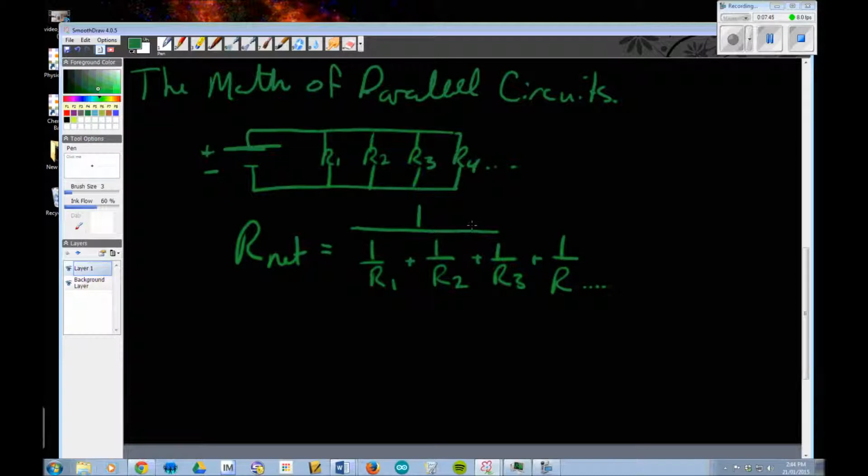Okay, so you add up the reciprocal of all of the resistors, up to however many there are in parallel, and you divide that number into 1, and that will give you the net resistance of the entire circuit, okay? So I think there's room here to try an example.